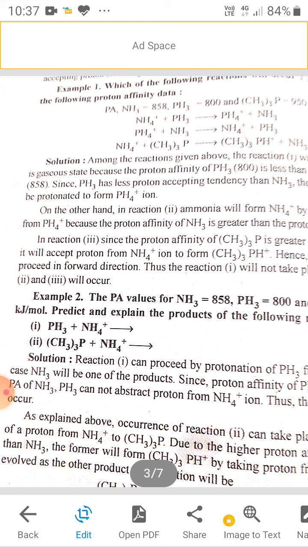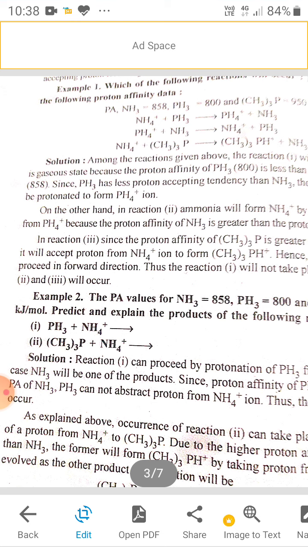The next is an example of the following reaction which will occur between a proton and its basicity. Ammonia and phosphine react and form triphenylphosphine plus ammonia. Then phosphine plus ammonia again react to form ammonium plus phosphine. Then again ammonium plus trimethylphosphine react to form trimethylphosphine plus ammonia. Next example: the PA value for ammonia is 858, PH3 800, triphenylphosphine is 915.